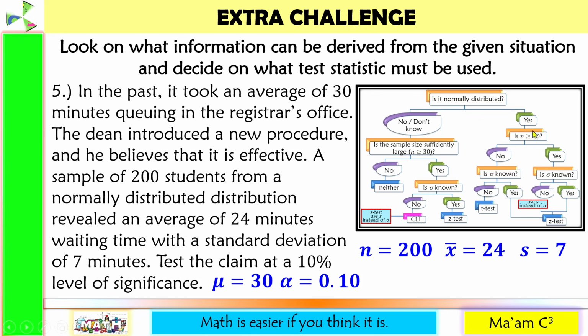Let us look at our sample size, and we have 200, meaning that is greater than 30. So, the answer is also yes. Now, is the population standard deviation known? Do we have sigma? We don't have. What we have here is sample standard deviation. So, the answer here is no. So meaning we are still going to use z-test, but instead of sigma, we are going to use a small letter s, the sample standard deviation.